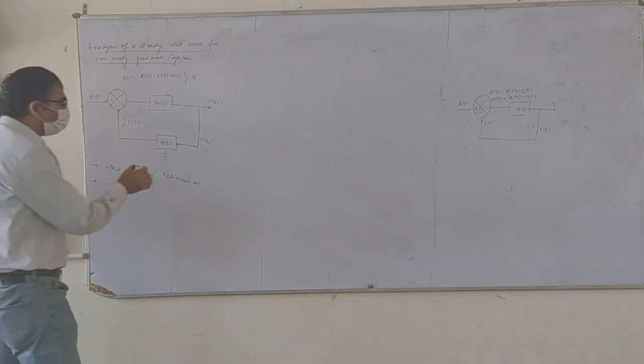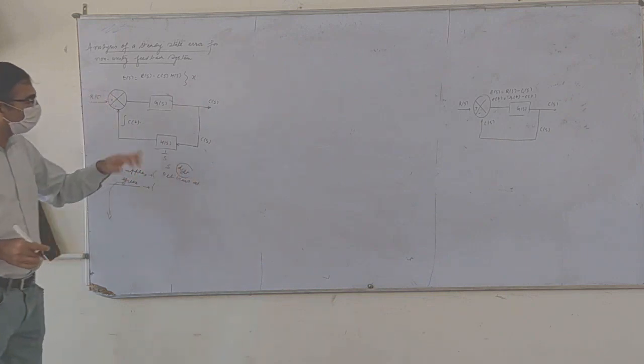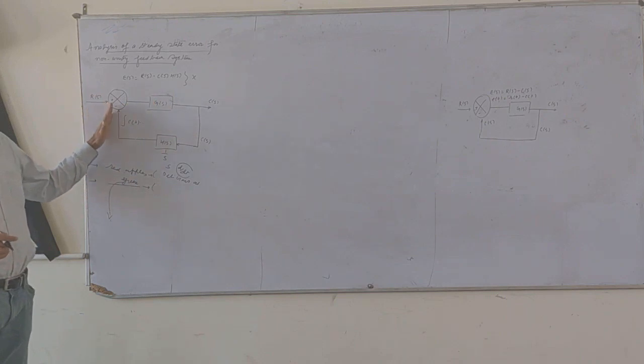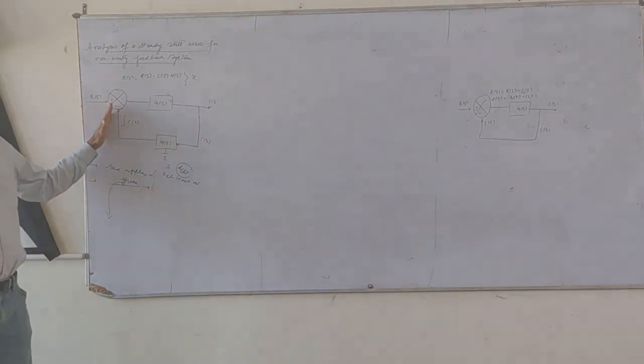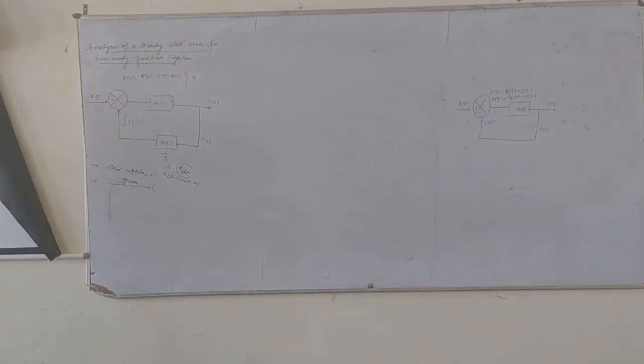Let's say we have a derivative also, d/dt. Now again we are differentiating the output, taking the differentiated output to the error detector, subtracting it from the input, and then saying that it's the error. That's completely wrong. These are two different quantities that cannot be compared, and we cannot find an error because of this.